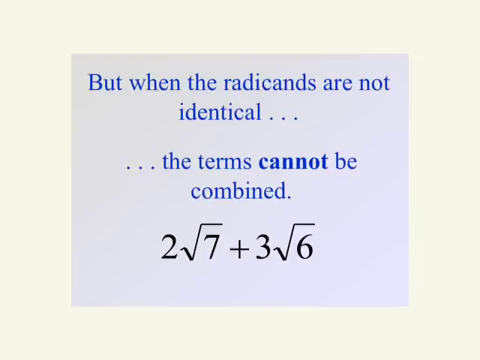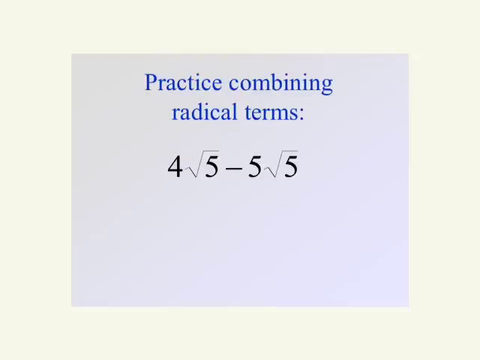And just as we explained earlier, when the radicands are not identical, the terms cannot be combined. So 2 radical 7 plus 3 radical 6 is just simply 2 radical 7 plus 3 radical 6. It cannot be simplified. Let's go ahead and get some practice combining radical terms. These would be good examples to put down in your notes.